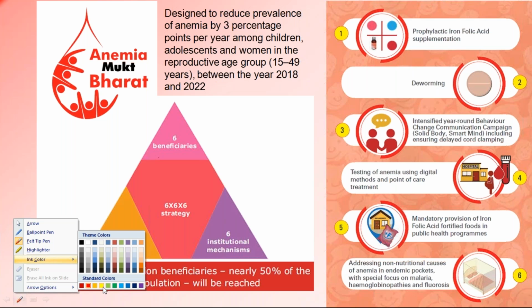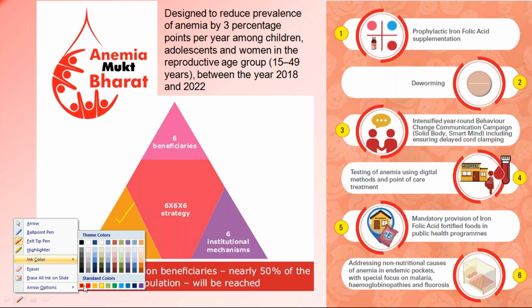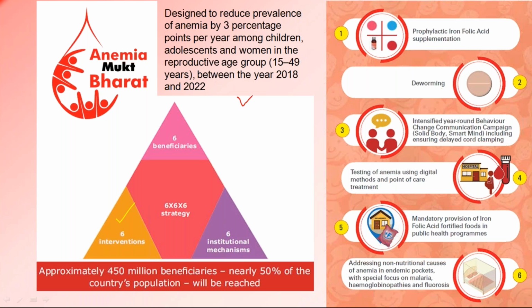The most important thing is just mention this 6 into 6 into 6 strategy. What this is: there are 6 beneficiaries, 6 interventions, and 6 institutional mechanisms. For undergraduates this may not be that necessary, but actually we'll talk about the 6 interventions only. So what are the 6? Prophylactic iron folic acid supplementation. For all these people who are susceptible, the first step is prophylactic supplementation.